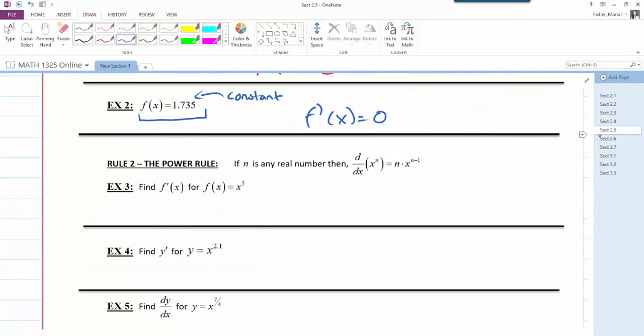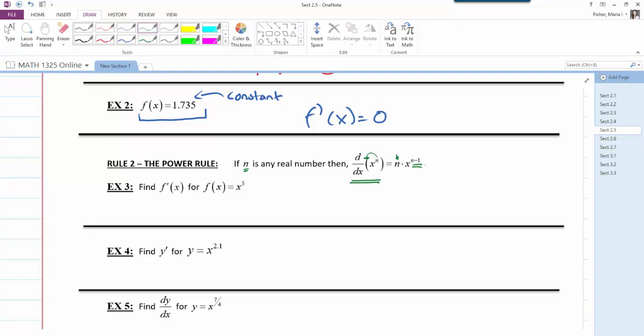Next, we're going to look at the power rule. If n is any real number, then the derivative of x to the n is equal to n times x to the n minus 1. So you take this n and you bring it out in front and multiply, and then you raise x to one power less. So find f prime for f of x is equal to x to the 5th.